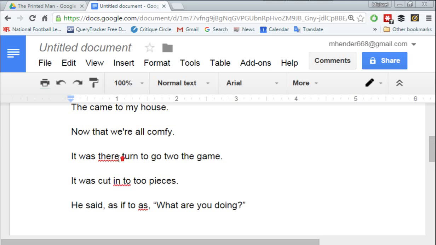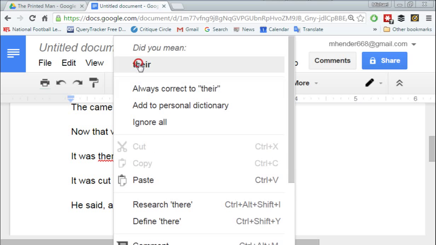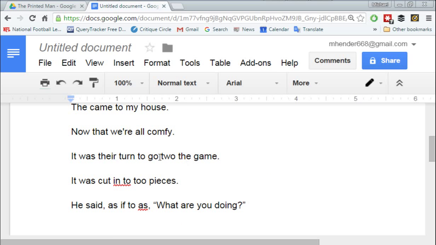Here's always an issue of there, as in over there, T-H-E-R-E, or their, T-H-E-I-R, which is the possessive pronoun. So you have here, it was their turn. There's no circumstance where this would be correct English. So it's highlighted it and said you probably did not mean that. And they're right. So it says, did you mean there? And you did.